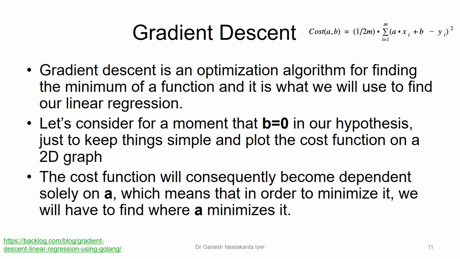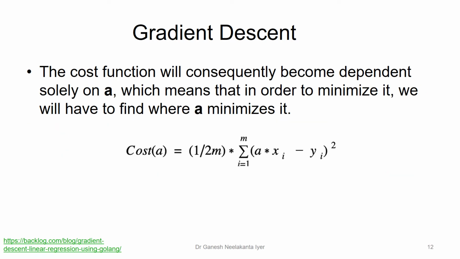Let's consider for a moment that b is equal to 0 in our hypothesis, just to keep things simple and plot the cost function on a 2D graph. The cost function will consequently become dependent solely on a, which means that in order to minimize it, we will have to find where a minimizes it. Remember the equation: sigma (a x_i minus y_i) the whole square divided by 2m.